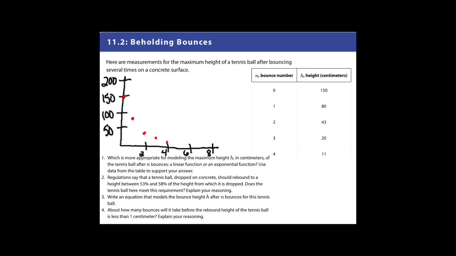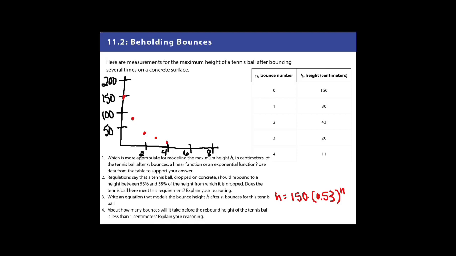And then number 3, write an equation that models the bounce height h after n bounces for this tennis ball. So here's the equation. H equals 150 times 0.53 to the n power. And then a factor of exactly 0.5 would also work.